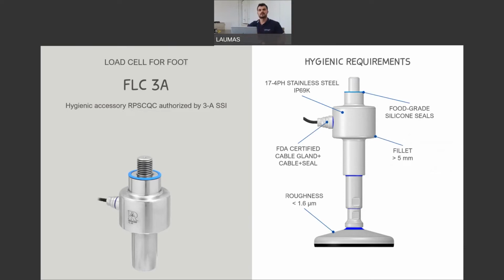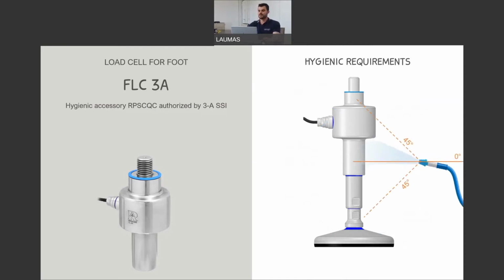And now let's see, also in this specific product, how we respected all the requirements of the hygienic standards. The load cell is made in stainless steel 17-4 PH with an IP protection rate of IP69K. The roughness of the material is lower than 1.6 micron, and it has, of course, inclined surfaces and fillets bigger than 5 millimeters, as said before. And of course, we used cable glands and seals that are FDA certified.